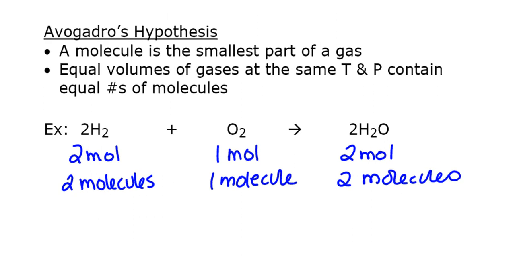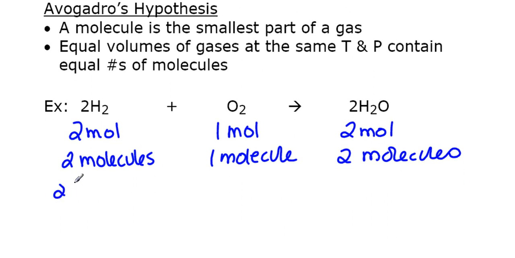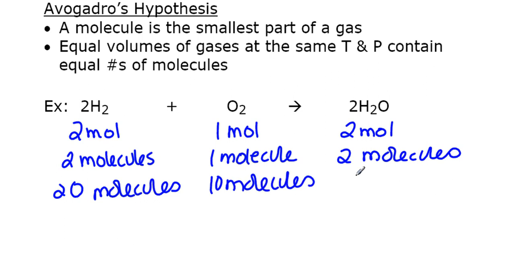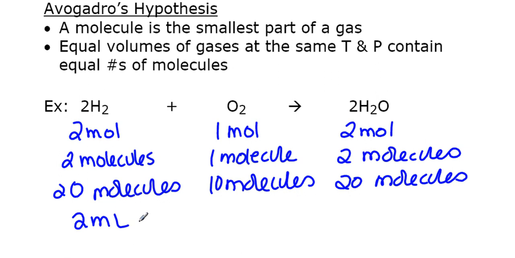I could scale that up if I wanted. I could say this could be 20 molecules of gas, 10 molecules of gas, 20 molecules of gas here. Or I could even tie it in with volume. I could say 2 milliliters, 1 milliliter, 2 milliliters. All of those would be able to be related because if you have the same temperature and pressure, the volumes of gases will have equal numbers of molecules.